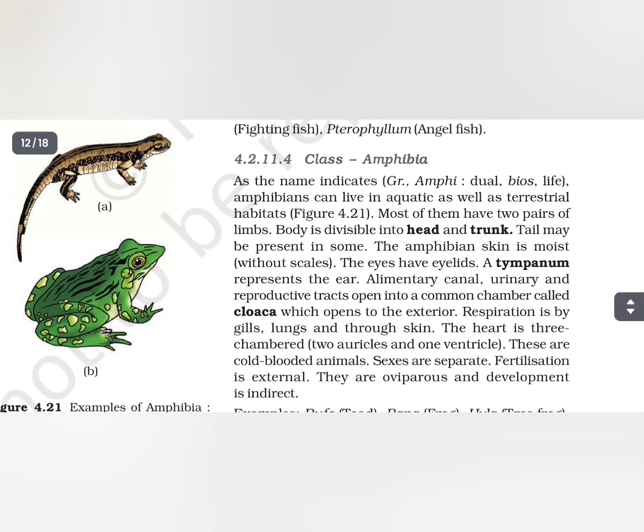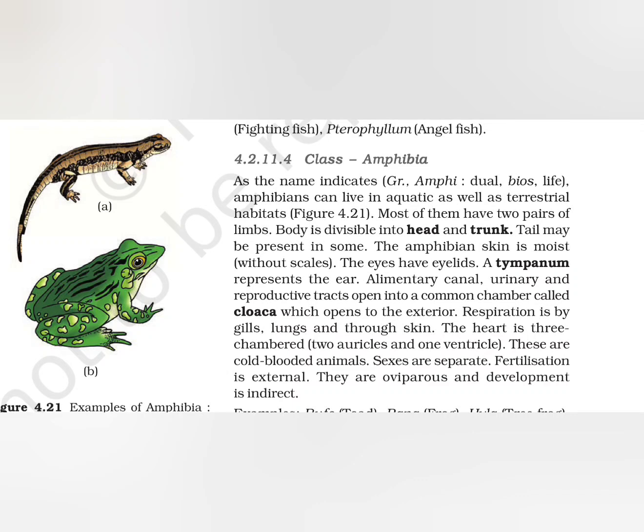Class Amphibia. As the name indicates, amphi means dual, bios means life. Amphibians can live in aquatic as well as terrestrial habitat. Most of them have 2 pairs of limbs. Body is divisible into head and trunk. Tail may be present in some.